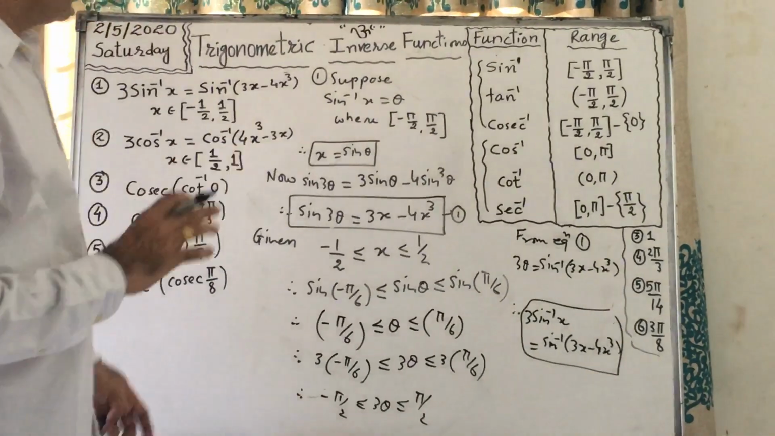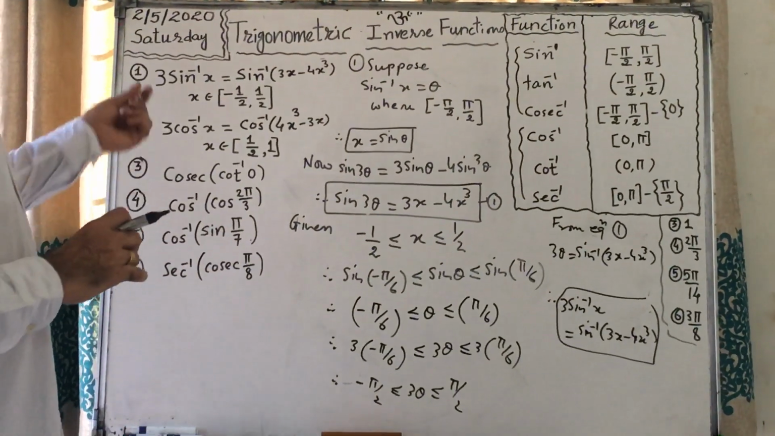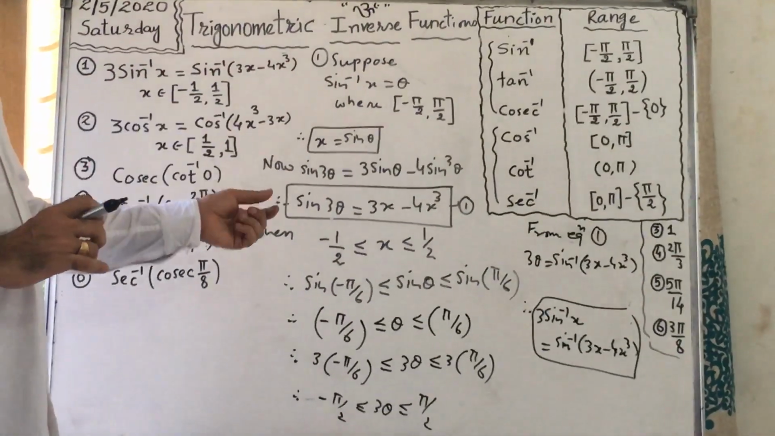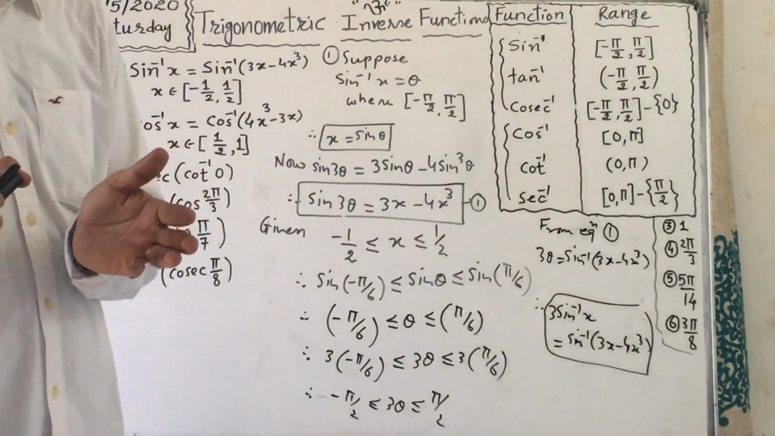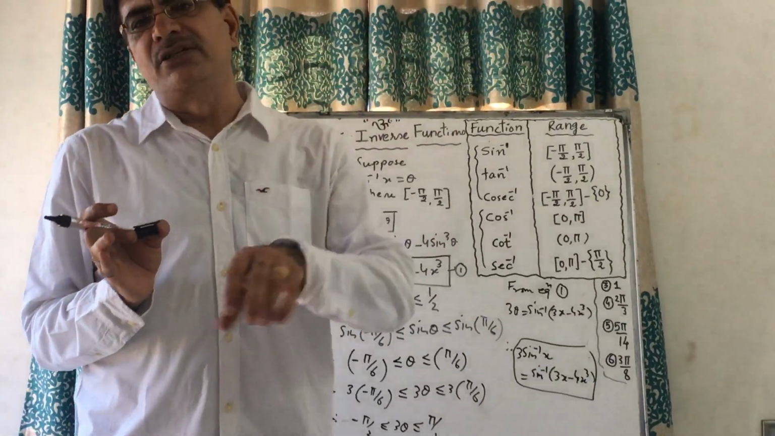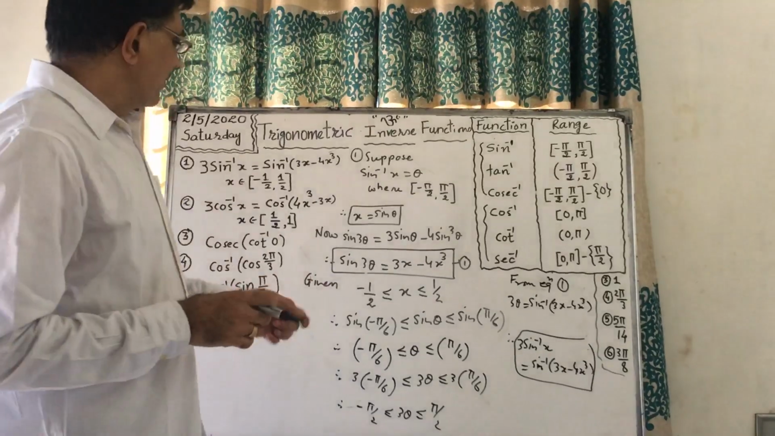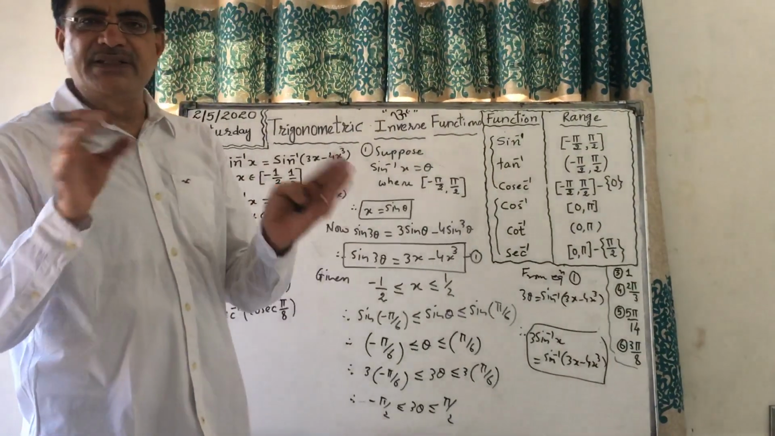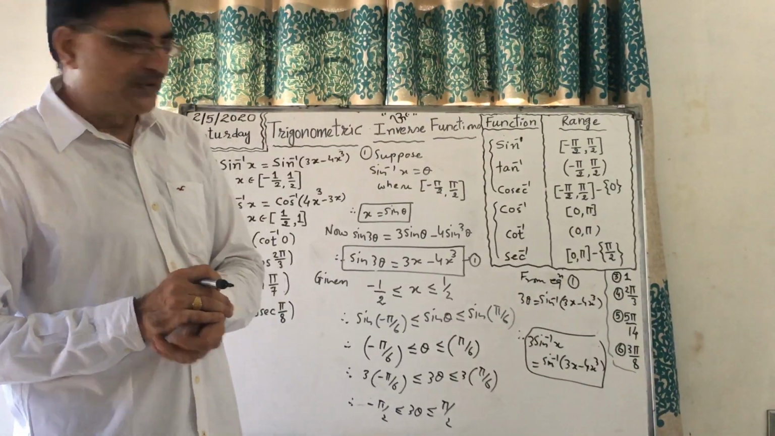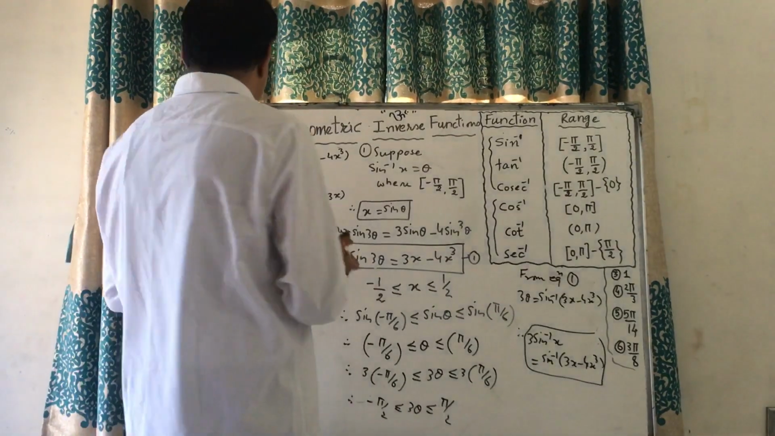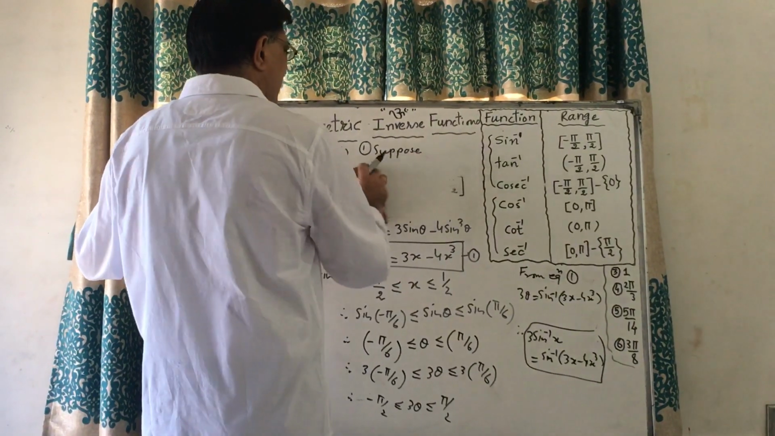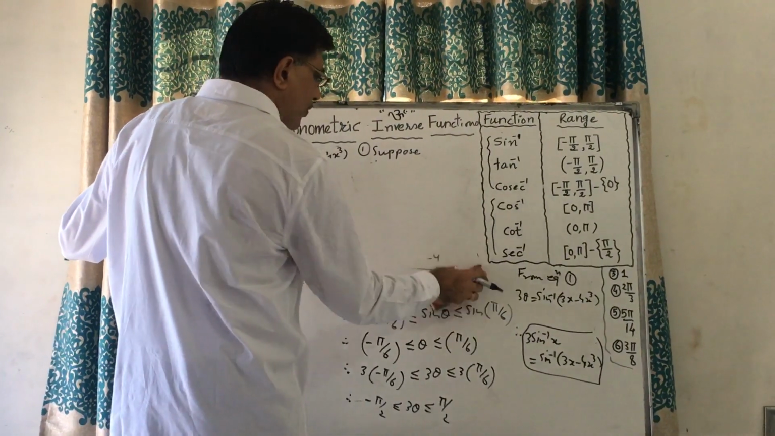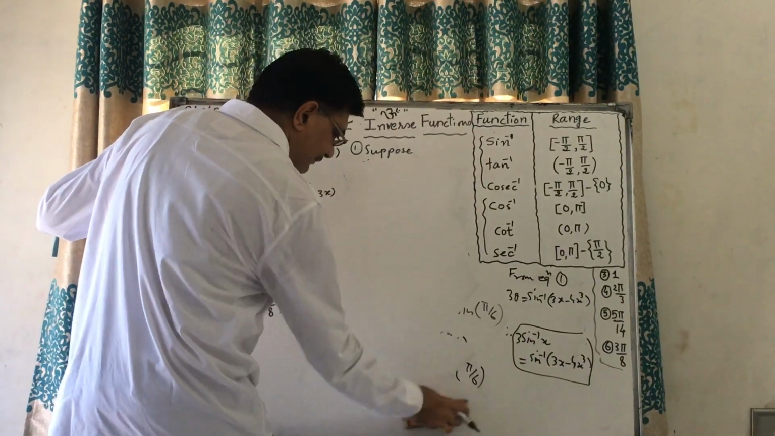Okay, what we have to do? First of all, we have to suppose for this, and then when the angle becomes bigger, we have to prove that it is in the range of that inverse function. So 3 theta we proved that it is in the range of sin inverse. Okay, now second one, that is for cos inverse.